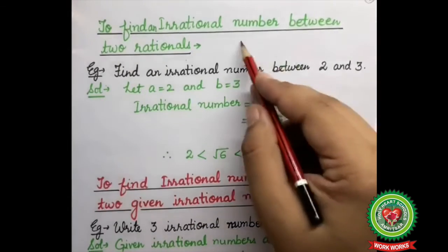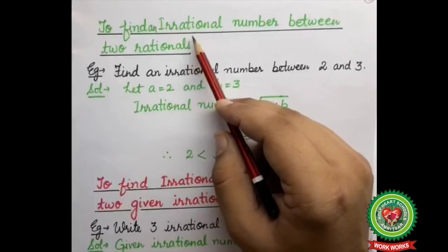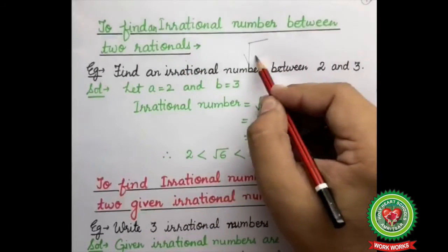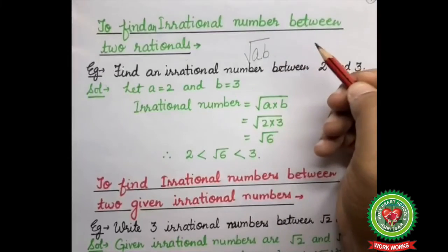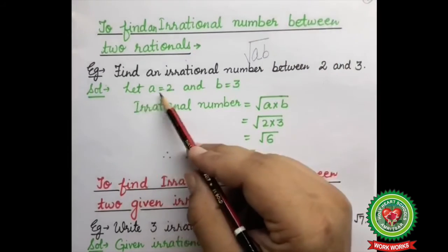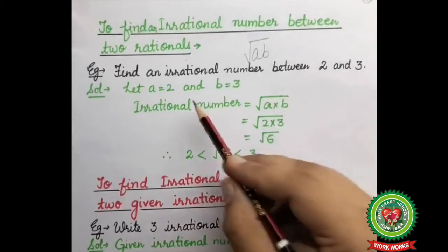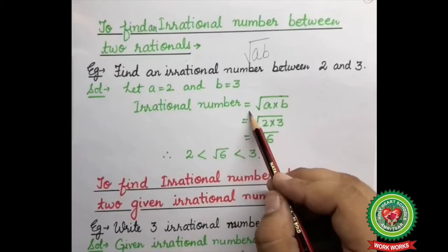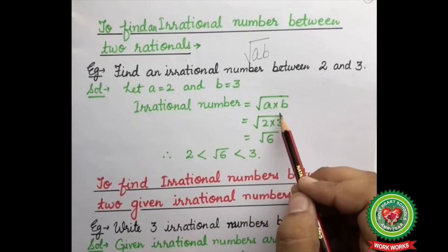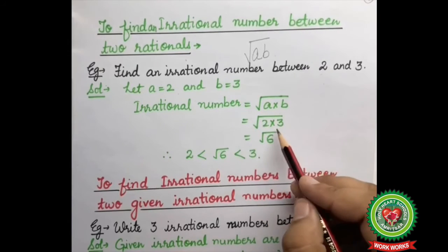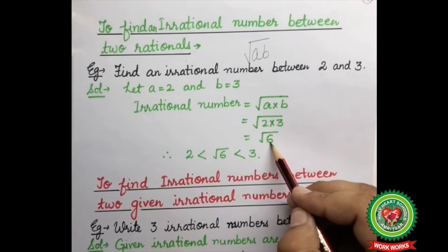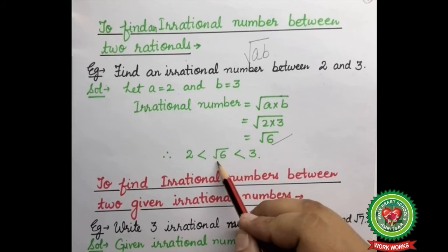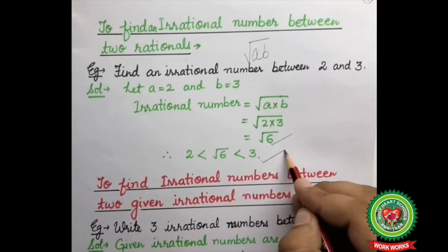We just need to remember that if we need to find an irrational number between two rational numbers, we are going to use the formula square root of AB. So here A is equal to 2 and B is equal to 3. So the irrational number will be equal to square root of A into B, that is square root of 2 into 3, that is square root of 6. So therefore 2 is less than square root of 6, which is less than 3.